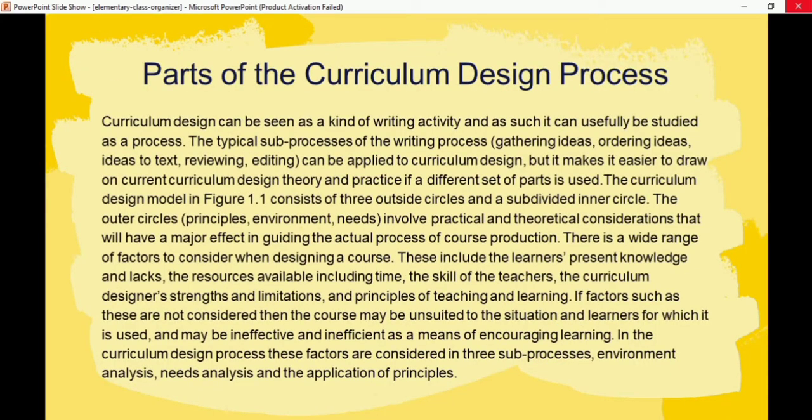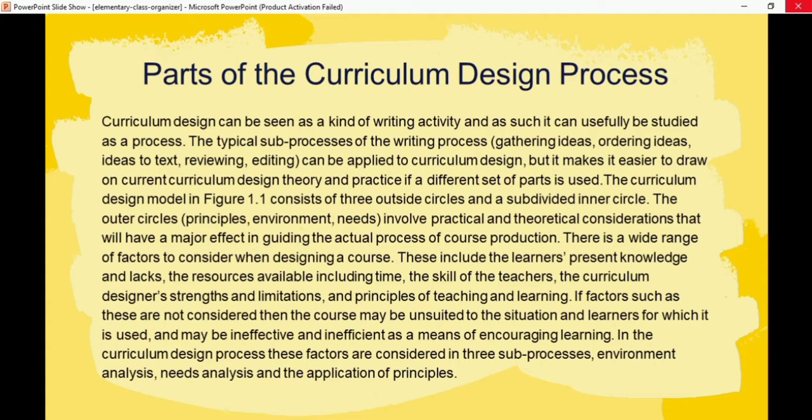The first part: the curriculum design process. Curriculum design can be seen as a kind of writing activity, and as such, it can usually be studied as a process. The typical sub-processes of the writing process, gathering ideas, ordering ideas, ideas to text, reviewing, editing, can be applied to curriculum design, but it makes it easier to draw on current curriculum design theory and practice if a different set of parts is used.